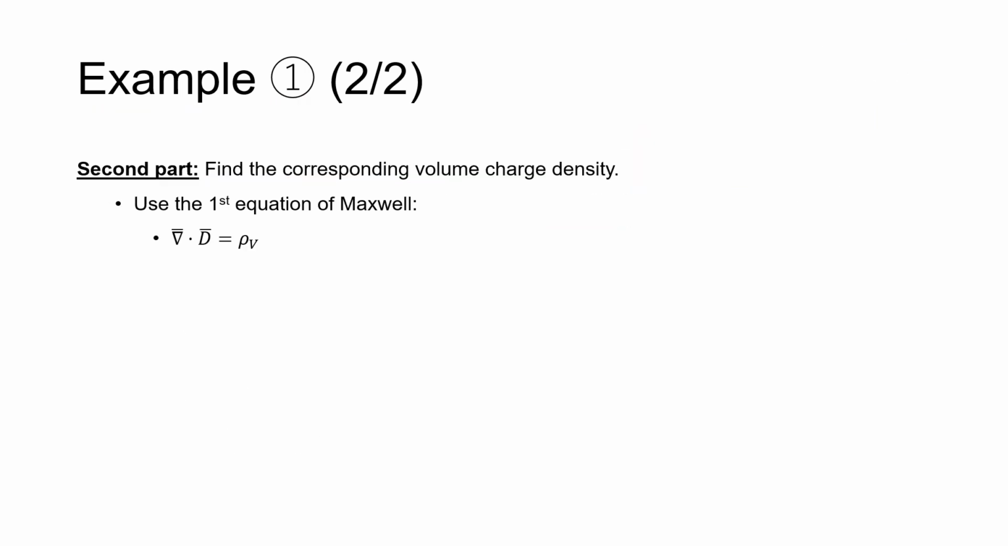For the second part, we are told to find the corresponding volume charge density, and this is simply Maxwell's first equation in differential form, because the divergence of D equals rho_v. Then we apply the relation between D and E, D equals epsilon E, and substitute in this equation. Then you get epsilon div E equal to rho_v. Finally, rho_v can be calculated using this equation. Then we need to find the divergence of E in order to find rho_v.